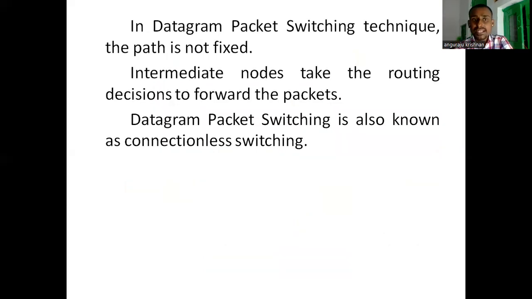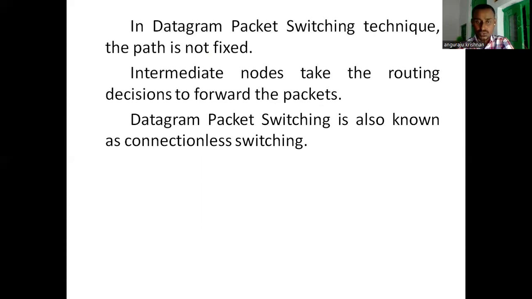Then, followed by datagram packet switching. In the datagram packet switching technique, the path is not fixed. Before transferring any packets, it will not find a dedicated path between the source and destination. At the time of transfer, it will find the best path between the source and destination. The intermediate nodes take the routing decisions to forward the packets. Intermediate nodes here means routers. The routers will find out the best path between the source and destination, and after finding the best path, they forward the packets from source to destination.